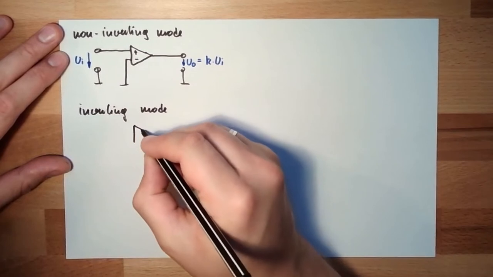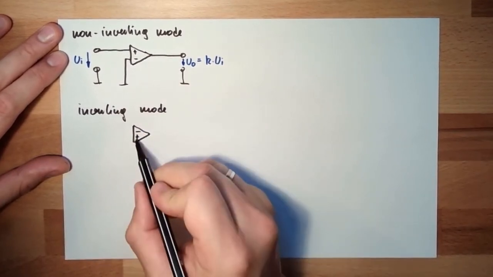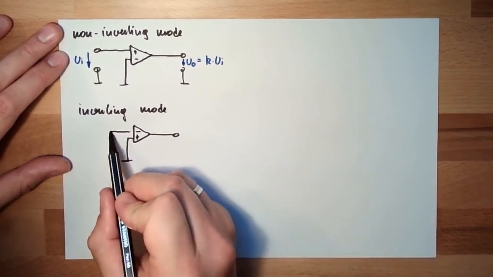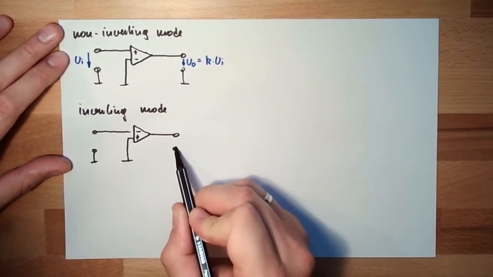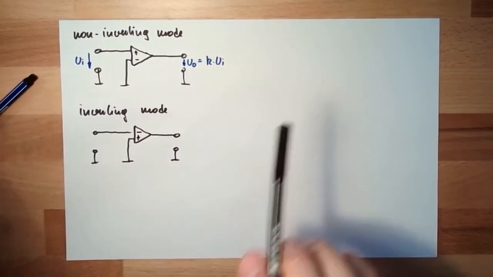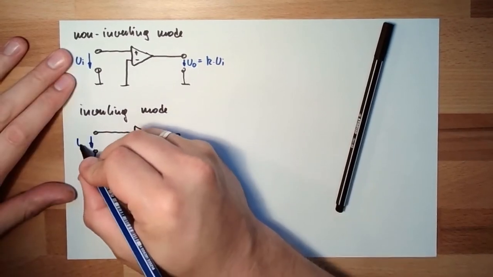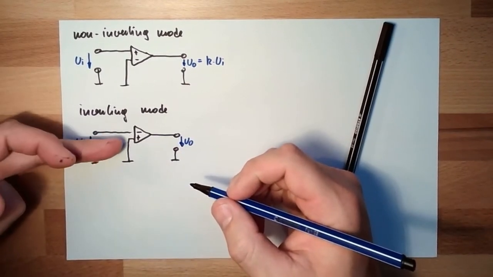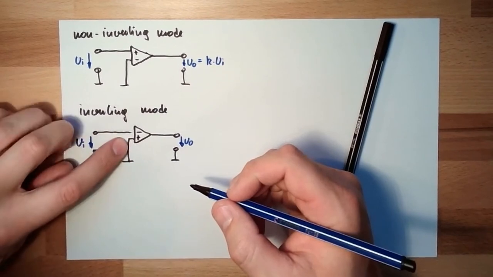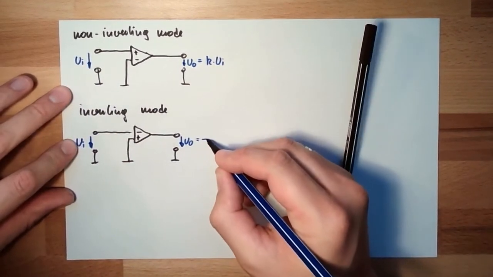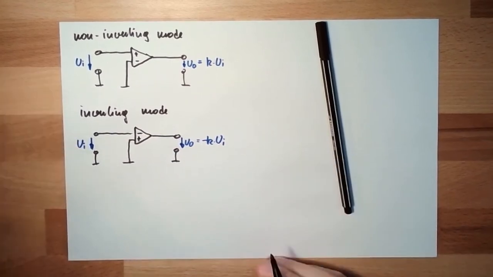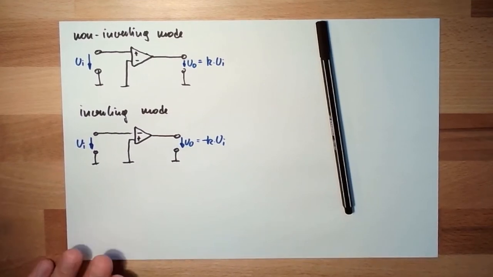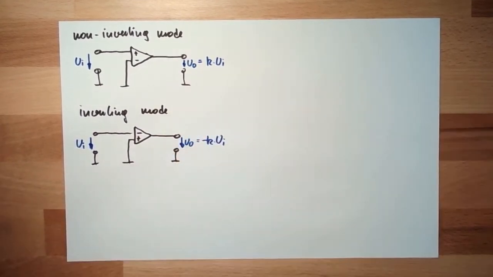Then we of course have the inverting mode. It pretty much looks the same, but this time I will use the minus sign on the upper side. We'll connect the plus side to the ground. Then we have the input voltage and the output voltage, and this time the differential voltage is minus the input voltage, so we have minus K multiplied by UI. Inverting mode. Clear, I hope.